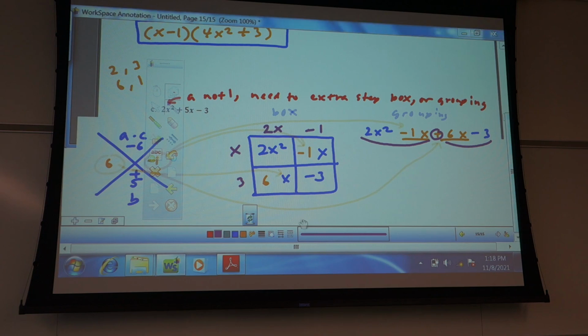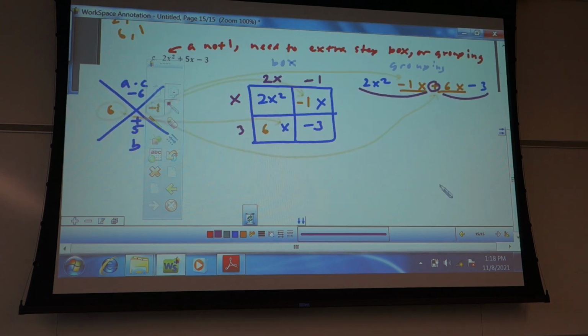Yeah, you start by just pulling the first box out, and then the rest you multiply everything. Yeah, and say, what times this gives me that. Okay. So then I have my numbers. I have 2x minus 1, and then I have x plus 3.